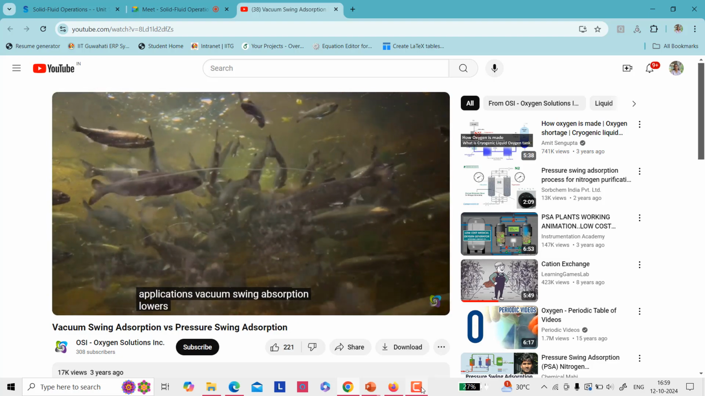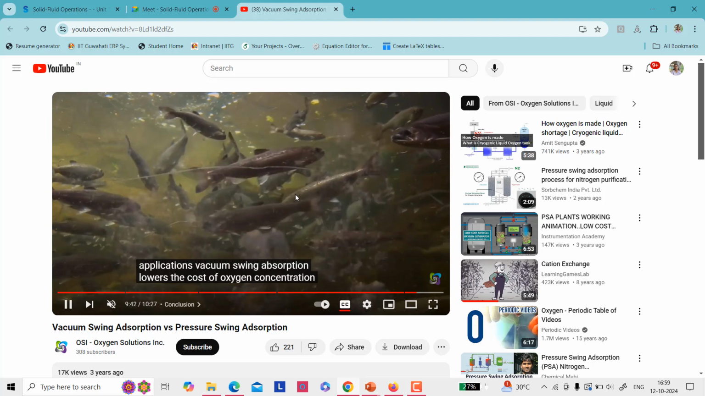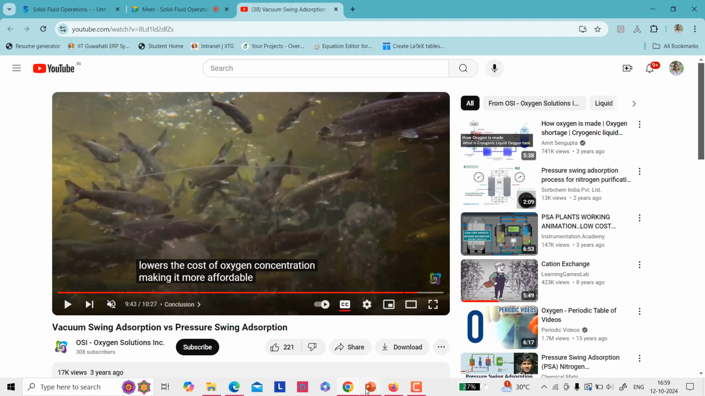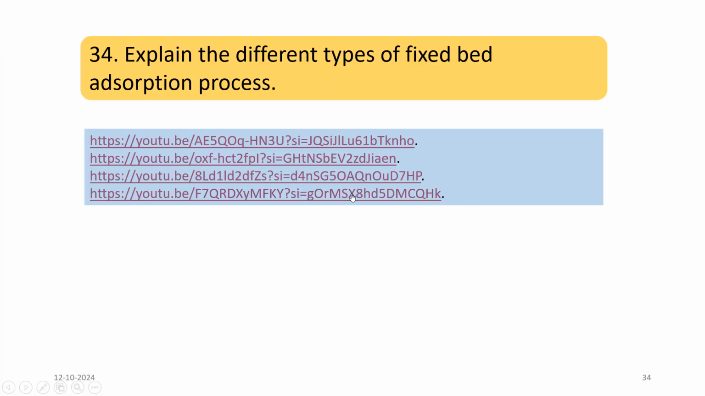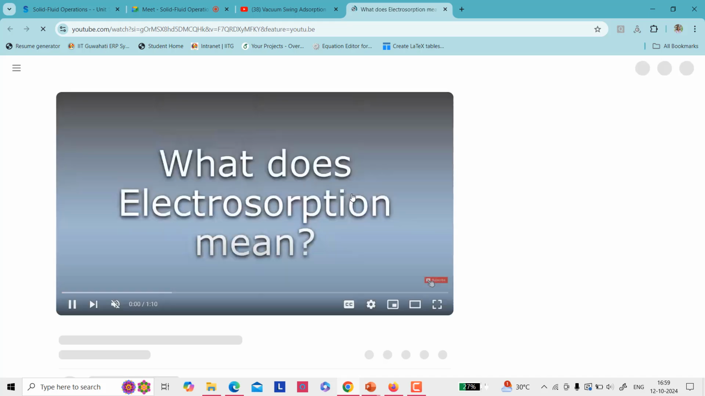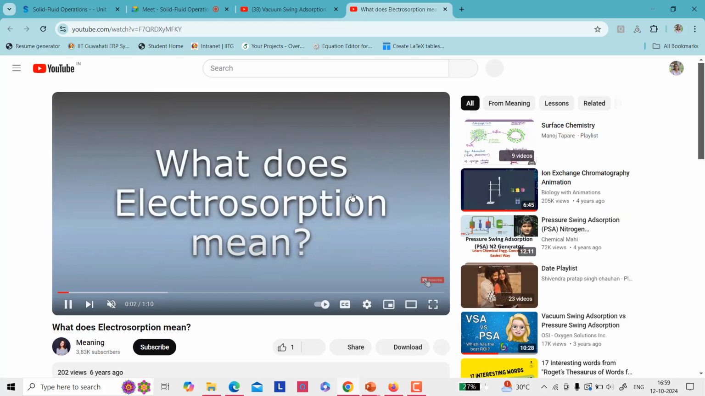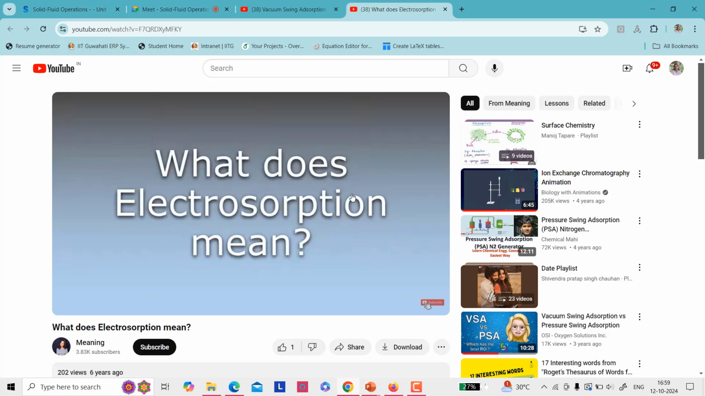Last one is the electrosorption. This is an adsorption on the surface of electrode.